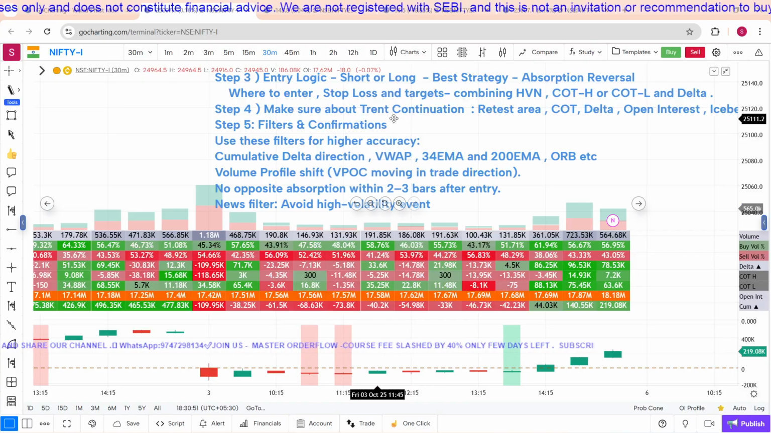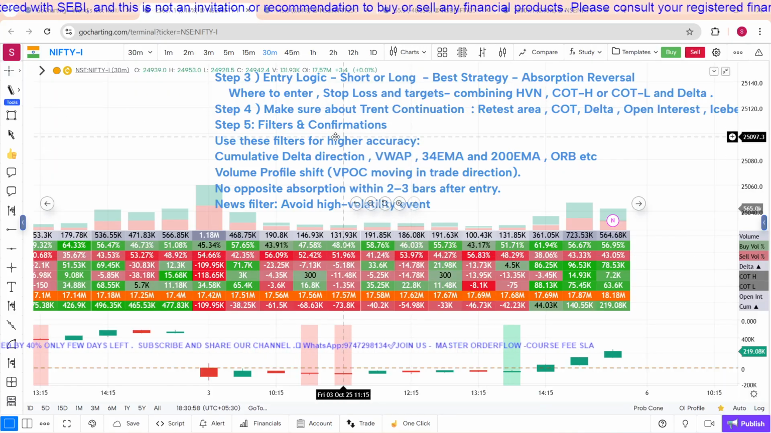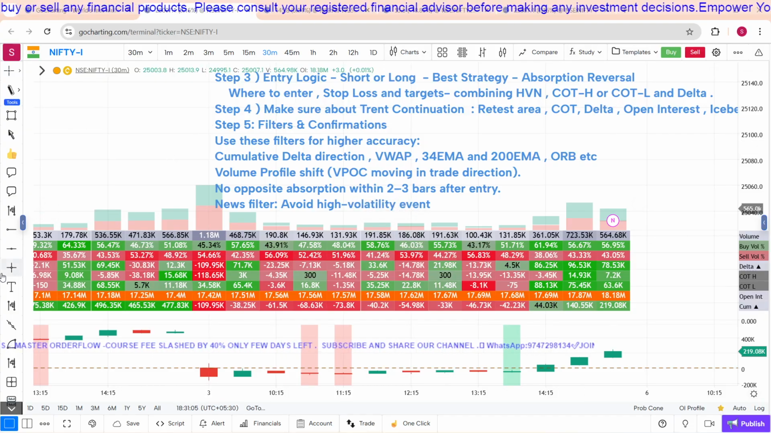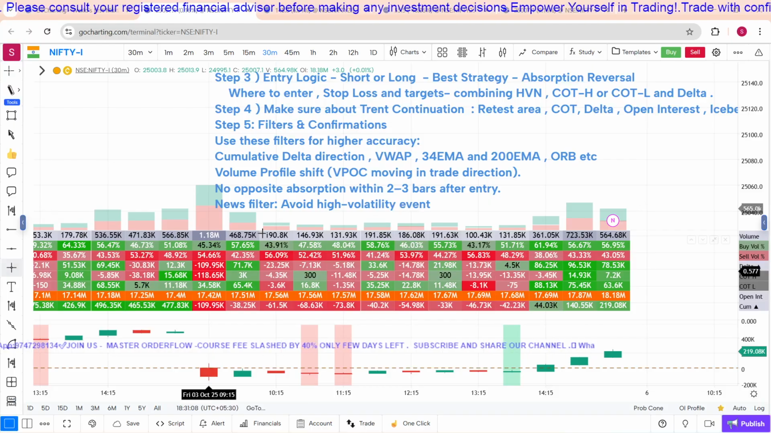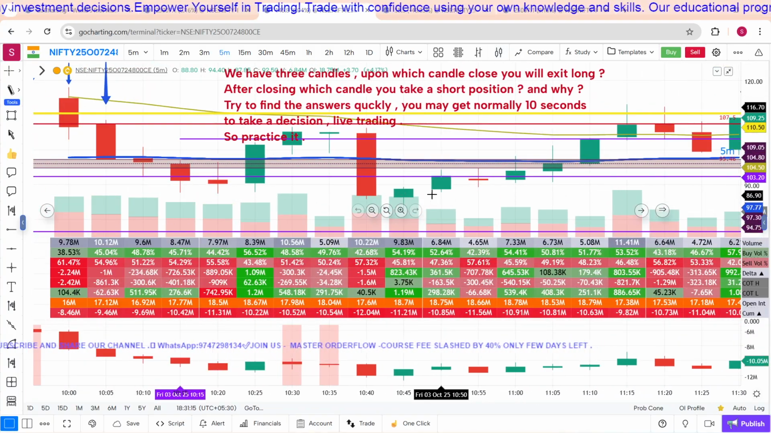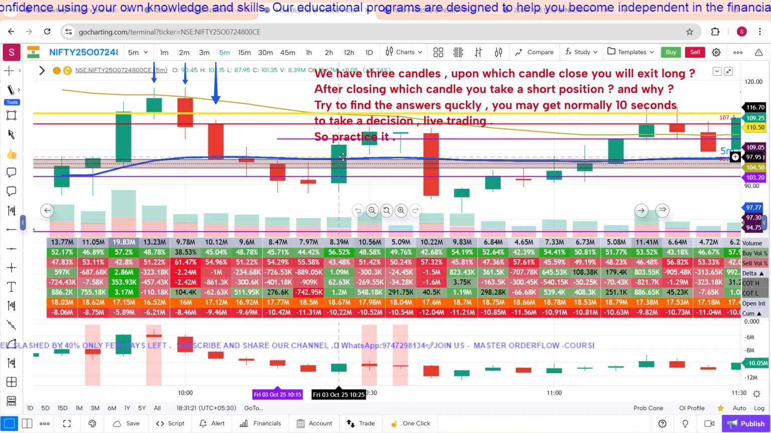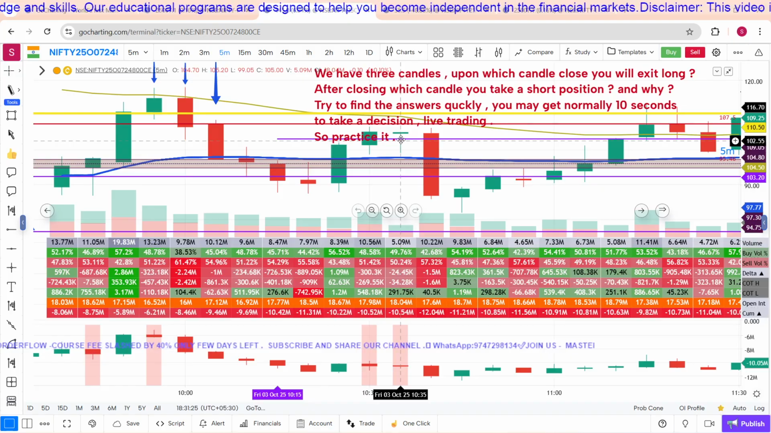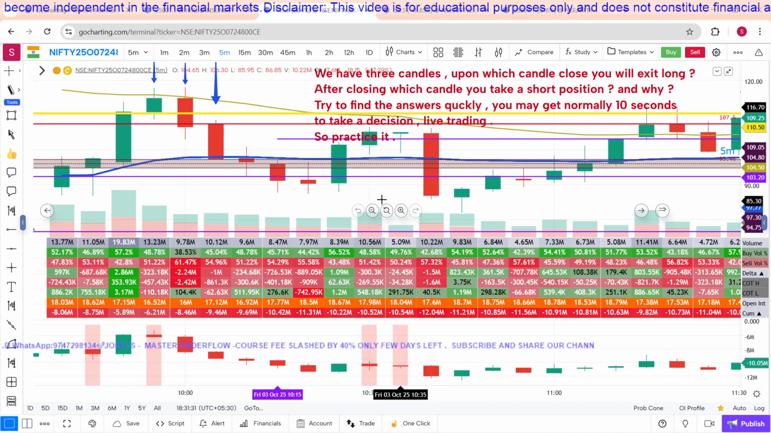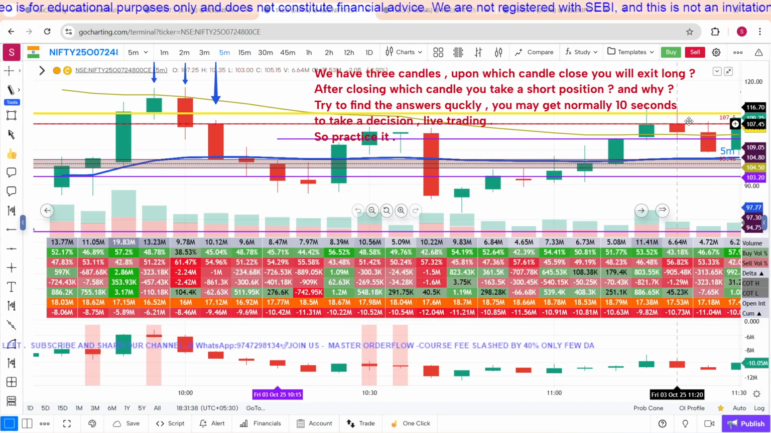See here, make sure about a trend continuation and a retest area. And for that, we have to study the combination of COT, delta, open interest, iceberg orders, etc. See here, you can see some breakout has happened here and it has not sustained. See, these two candles, again three, some points have increased, and this candle has broken all the levels of these previous candles and suddenly taken a U-turn from here.